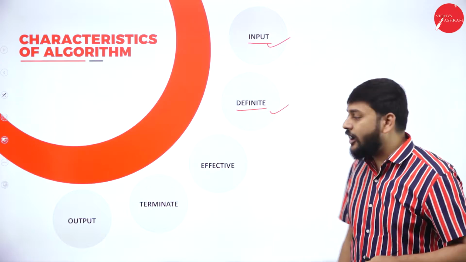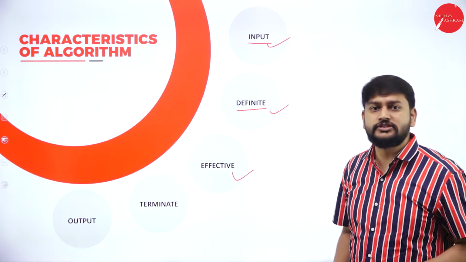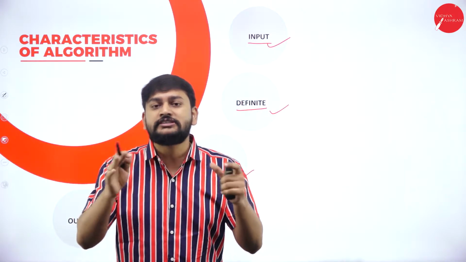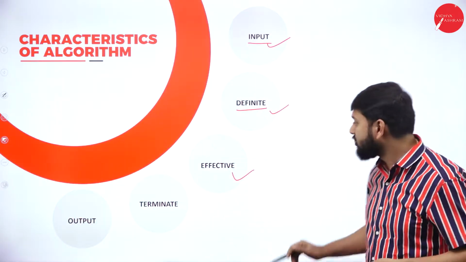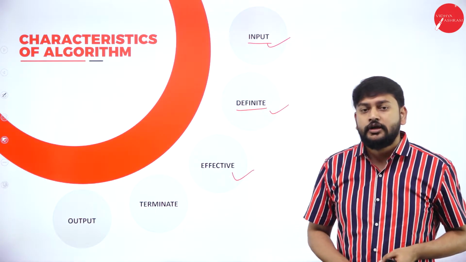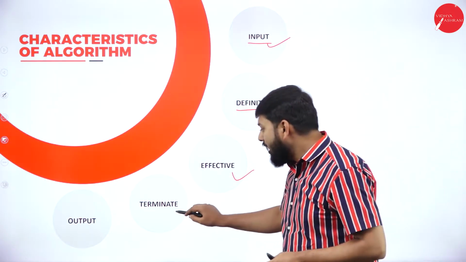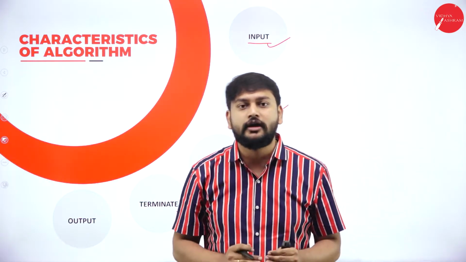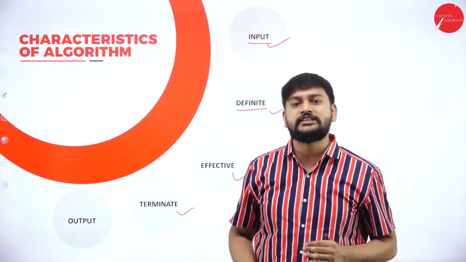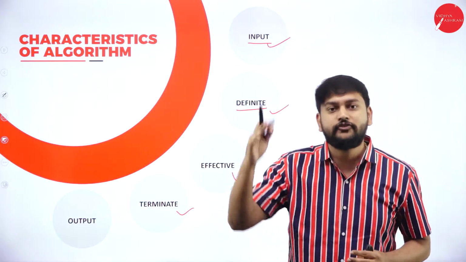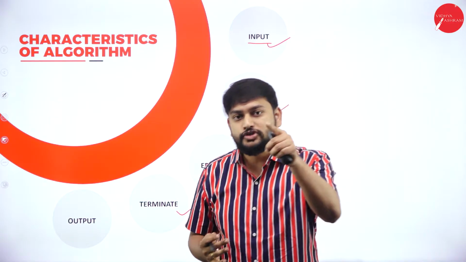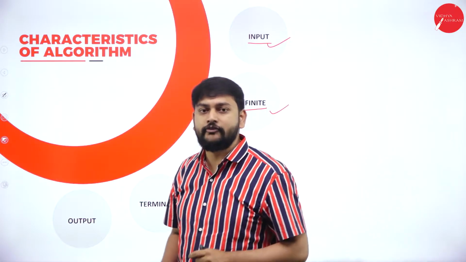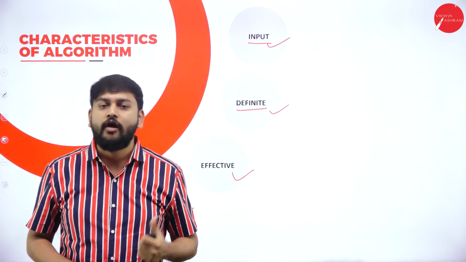What is the third one that we have? Effective. Effective in the sense what? Each and every statement that you have in your algorithm should be feasible. That's what you need to understand with respect to effectiveness. What is next? Terminate. Each and every algorithm should have a termination point. It should stop its execution, and it should not go into an infinite loop. That is what you have to remember. And the last one, you will have a minimum of one output from this algorithm.